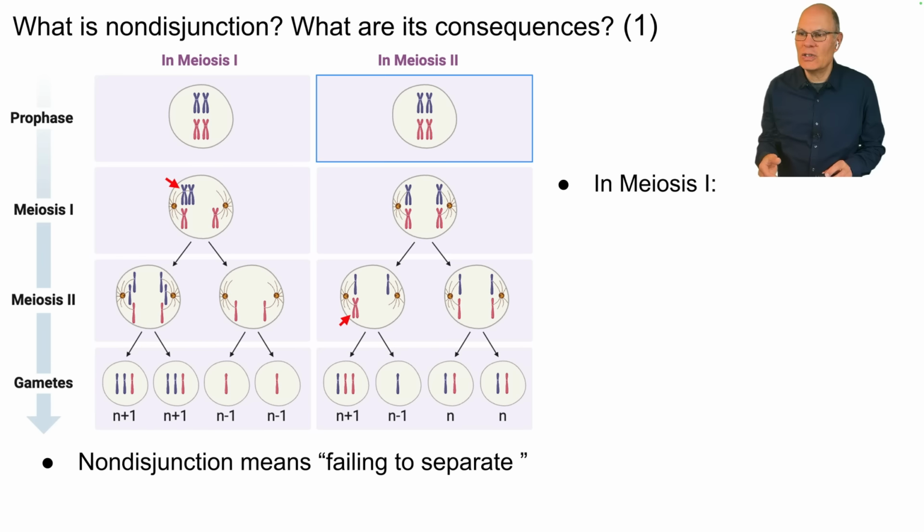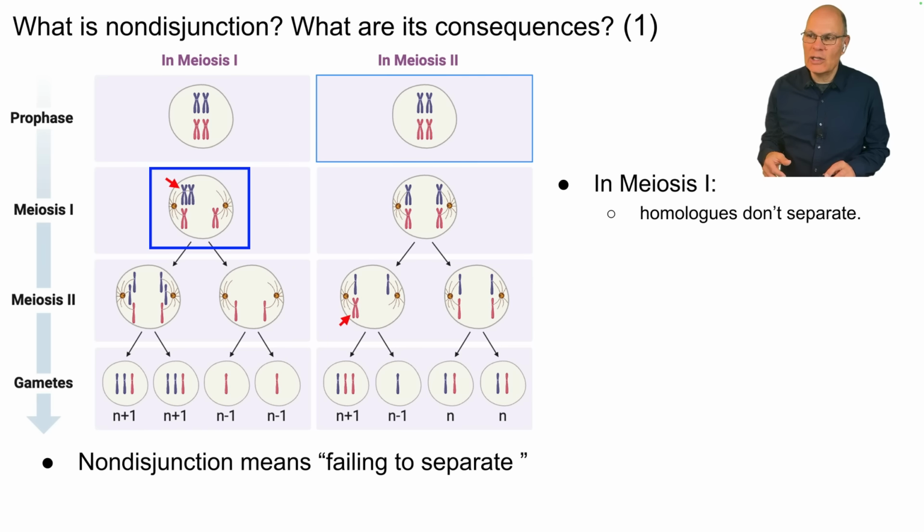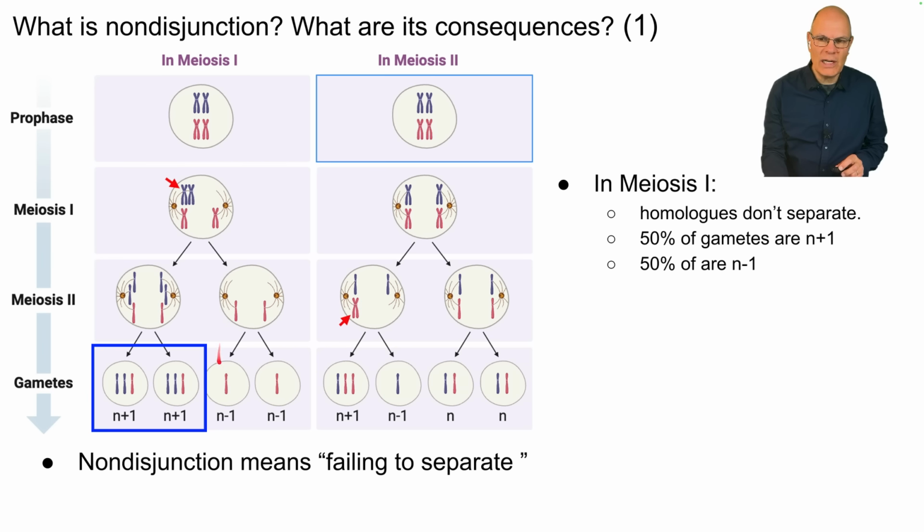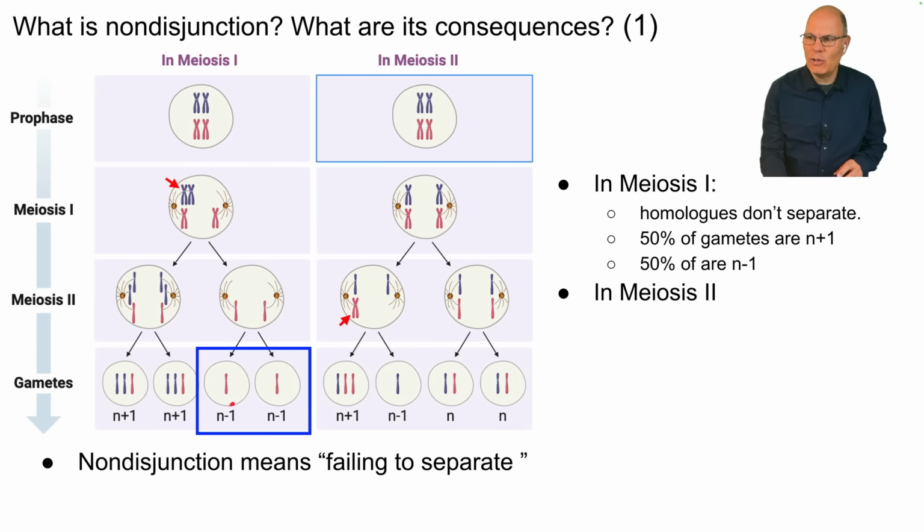There's a couple of variations. In meiosis 1, the homologs don't separate, and as a result, you see that over here, this blue chromosome, these homologs didn't separate, they stayed together. So the result is that in meiosis 2, we're going to have 3 chromatids on this side, 3 over here, 1 over here, 1 over here. So 50% of the gametes are N, haploid, plus 1 extra, and 50% are N minus 1. So N, the haploid number, missing a chromosome.